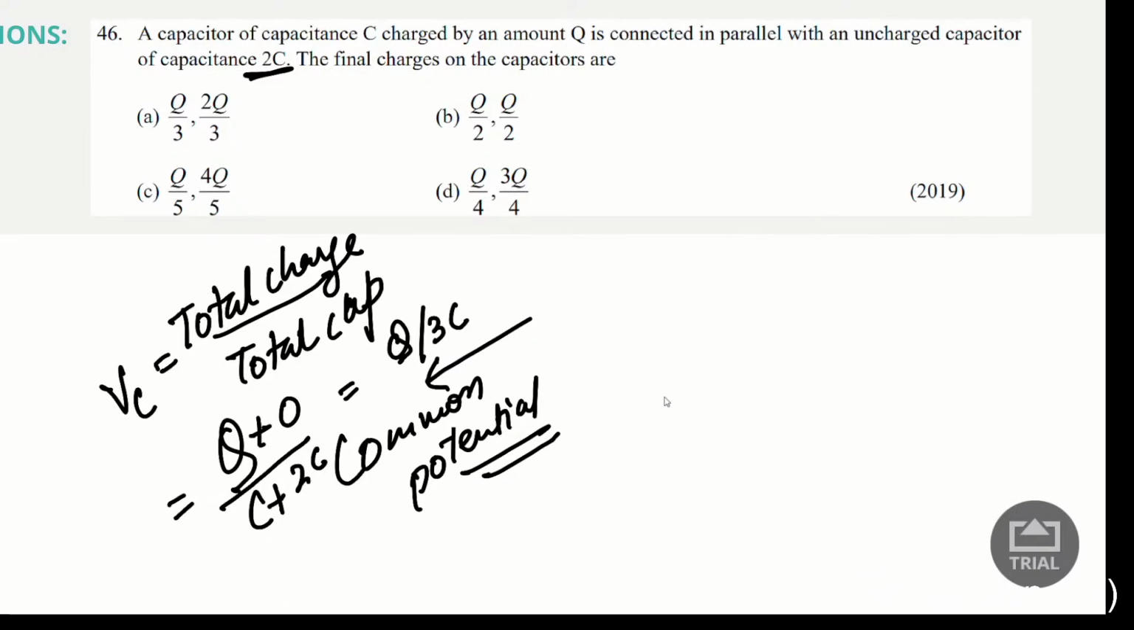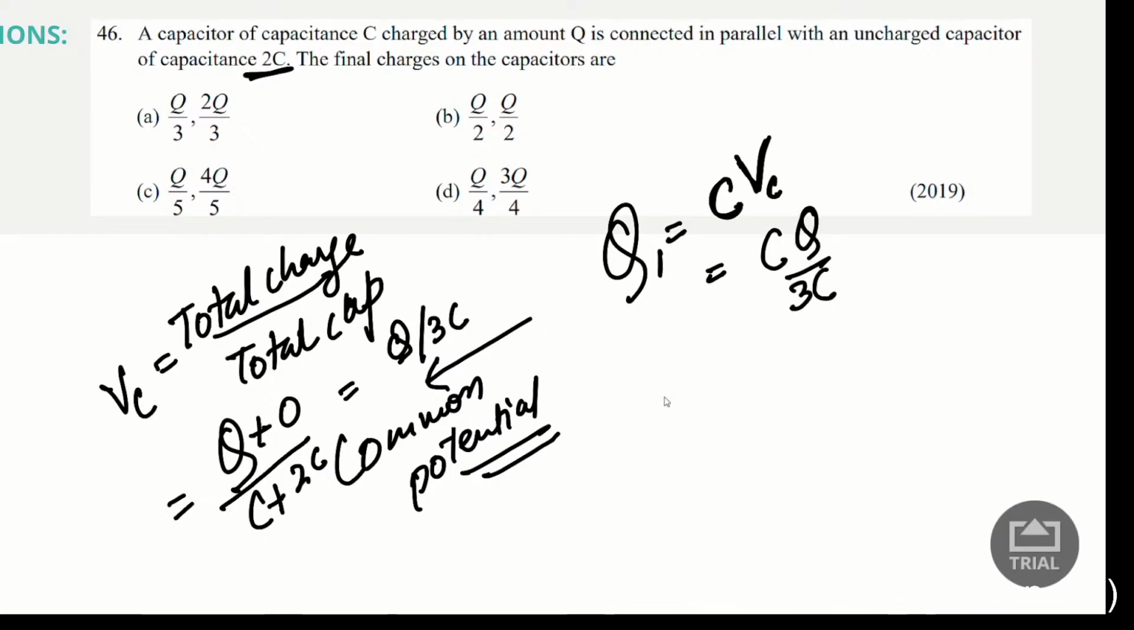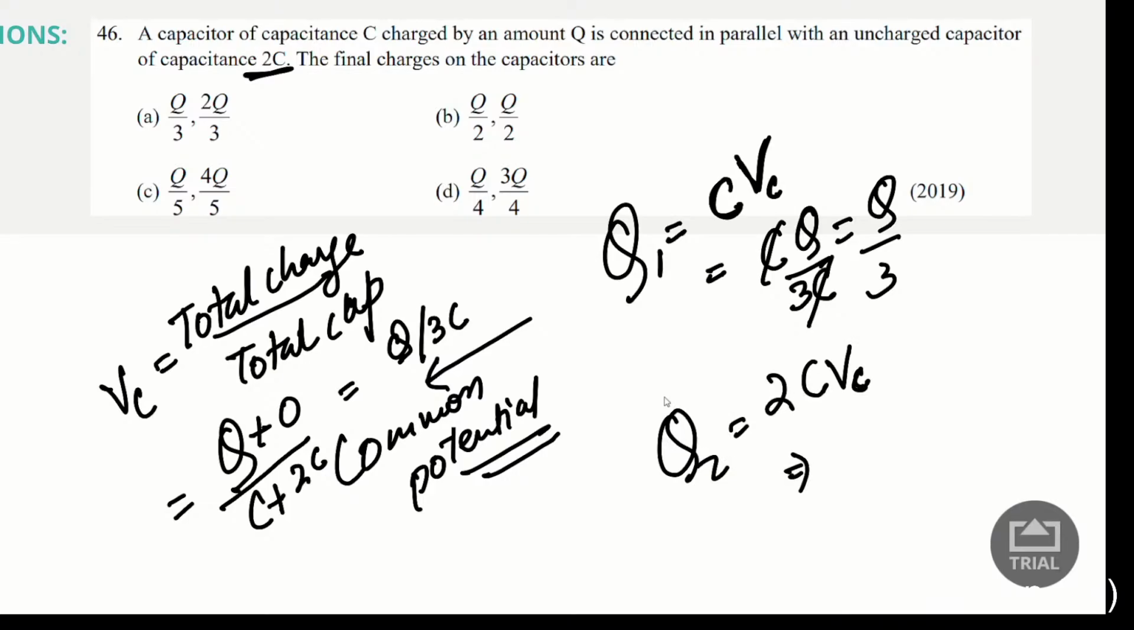Now let's see. After that, they're asking for the final charges on both. So what will be the final charges? On the first one, charge Q is equal to CV. The capacitance value we can't change, but we use the new common potential. So C into Q by 3C. C, C gone, so Q by 3. And what about the second one? Again the same thing, 2C capacitance into the common potential. So 2Q by 3. Clear?